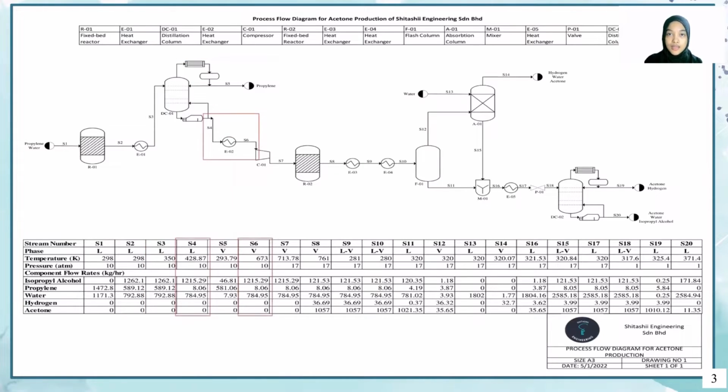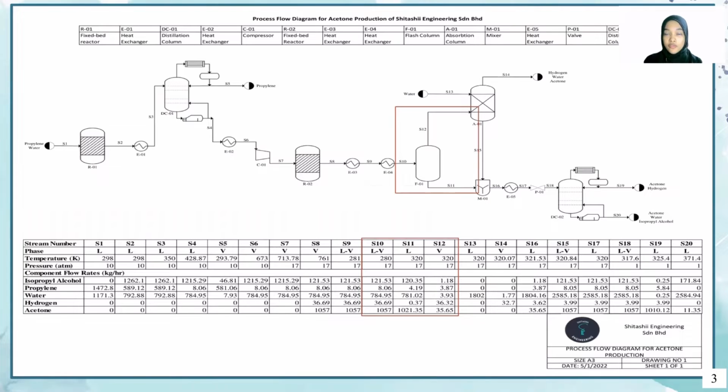And then next is a heat exchanger and a compressor to increase the pressure before entering the second fixed bed reactor with copper zinc oxide as catalyst, producing acetone, hydrogen, and other components as well. So this reactor converts the IPA at the rate of nearly 90%. Then there are two heat exchangers before entering the flash column, which separates liquid and vapor substances.